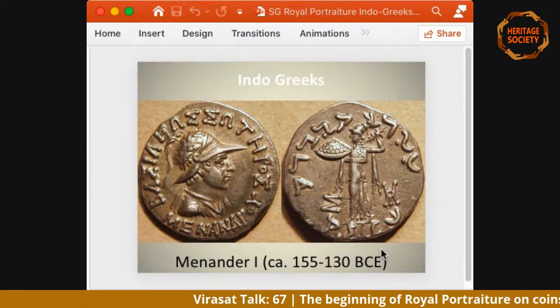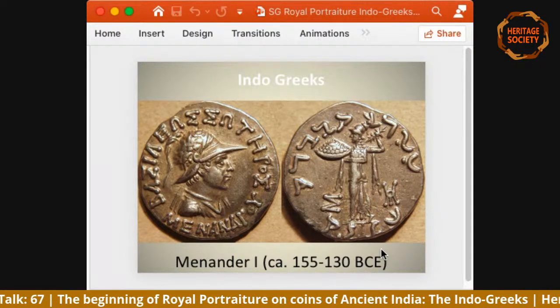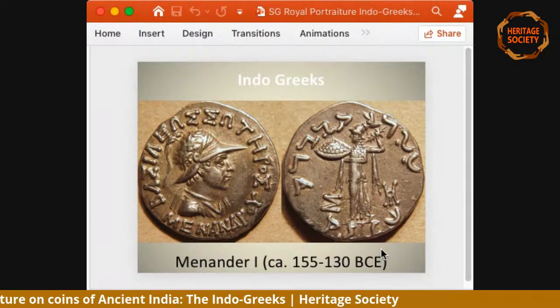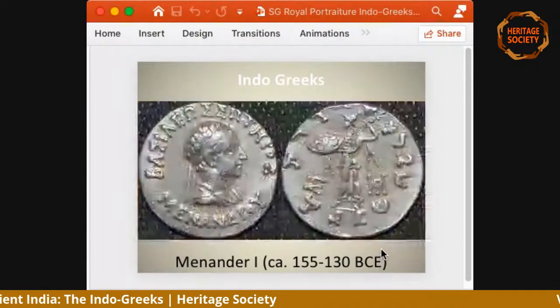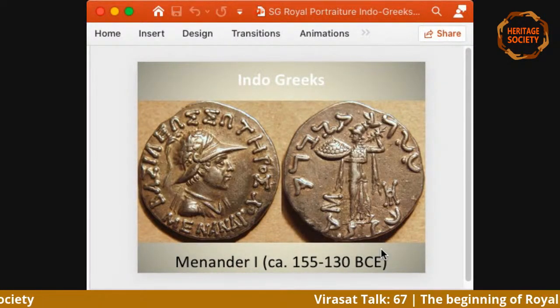Here we see Menander wearing a helmet. The reverse remains the same, depicting Athena. The arrangement of the legends remains the same. But here, instead of a diadem, as in this particular coin, you see Menander wearing a helmet.